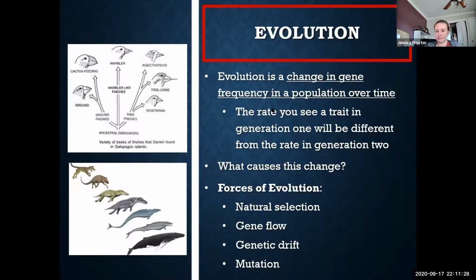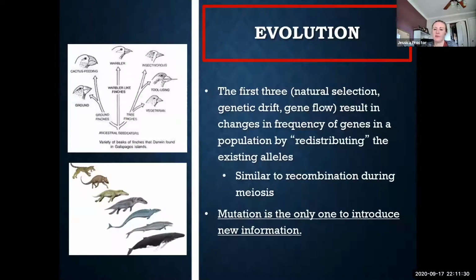All right, so the first 3, natural selection, genetic drift, and gene flow, result in change in the frequency of genes in a population by redistributing the existing alleles. Similar to recombination during meiosis. Think about this giant gene pool, and all of these genes are being reshuffled. But with the forces of evolution, there is more intention to it. It's not quite as random, especially with natural selection, because natural selection is selecting those traits that are beneficial, and it's selecting those individuals to survive.